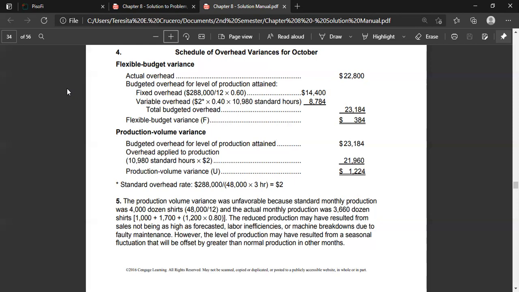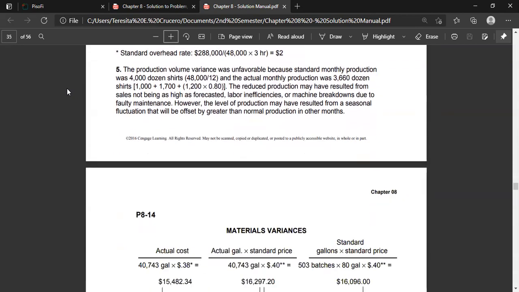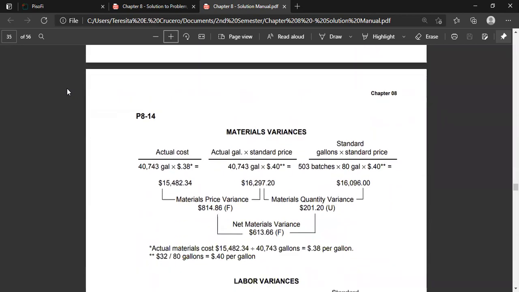Okay, so we have now problem 8-14. We now go to problem 8-15 or 8-14. We have the variances for materials, labor, and we have the net amounts.